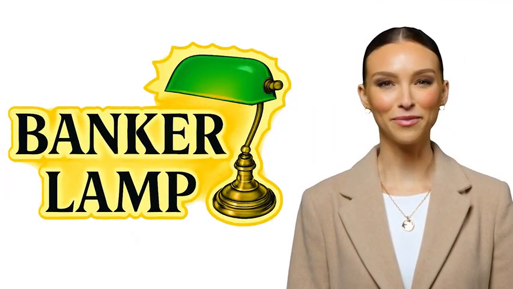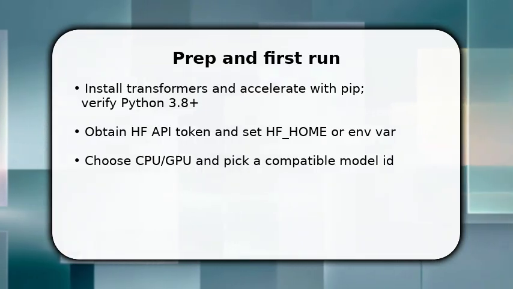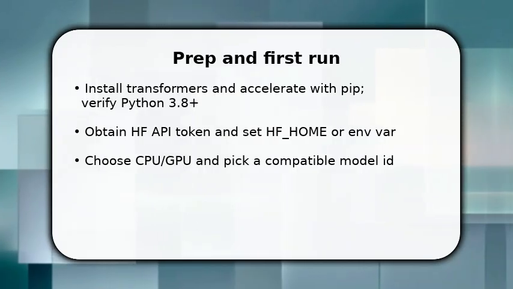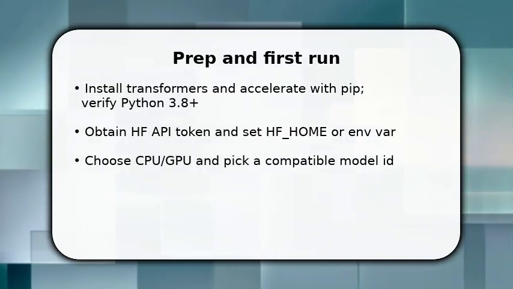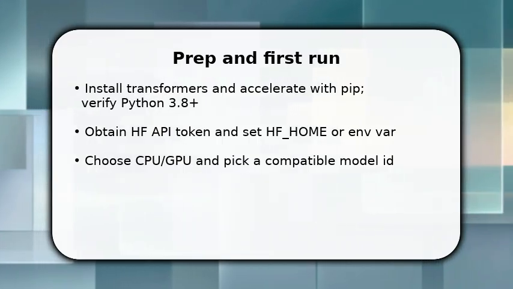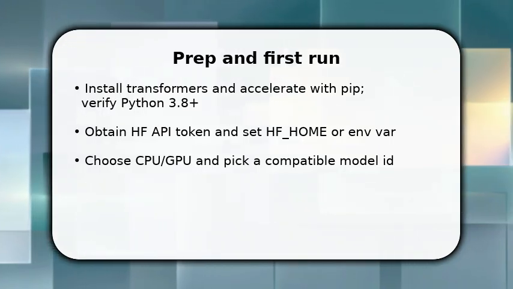Please enjoy the video. You start by installing the Python packages and confirming your runtime. This gives you the tools to run models. Once done, export your Hugging Face API token so code can authenticate without prompts. Then pick a model ID that matches your hardware and latency needs and set device to CPU or CUDA.